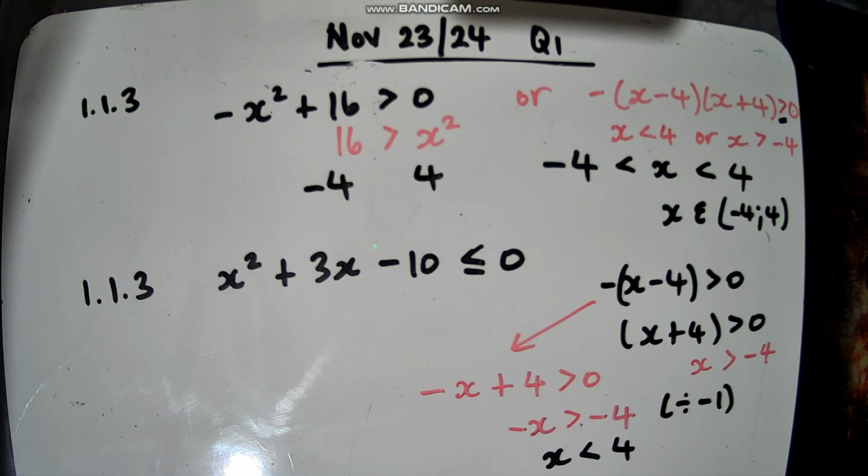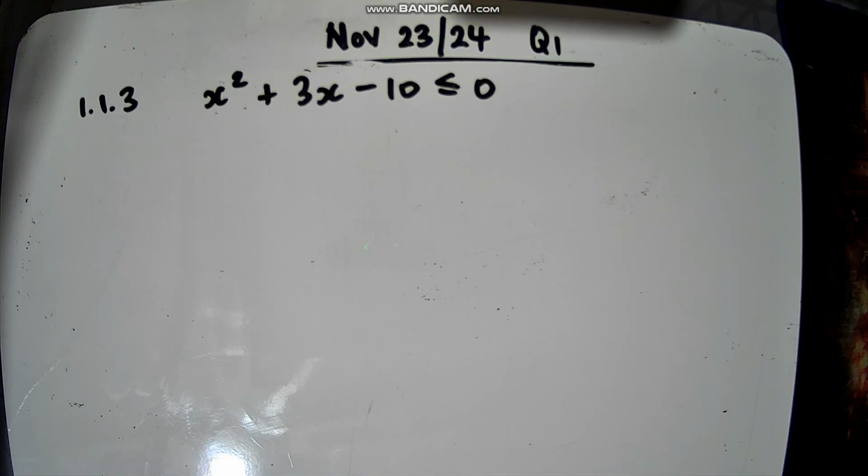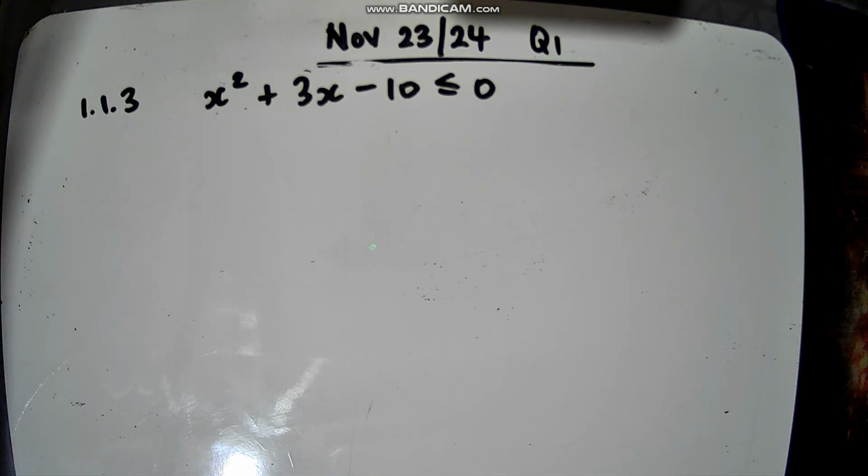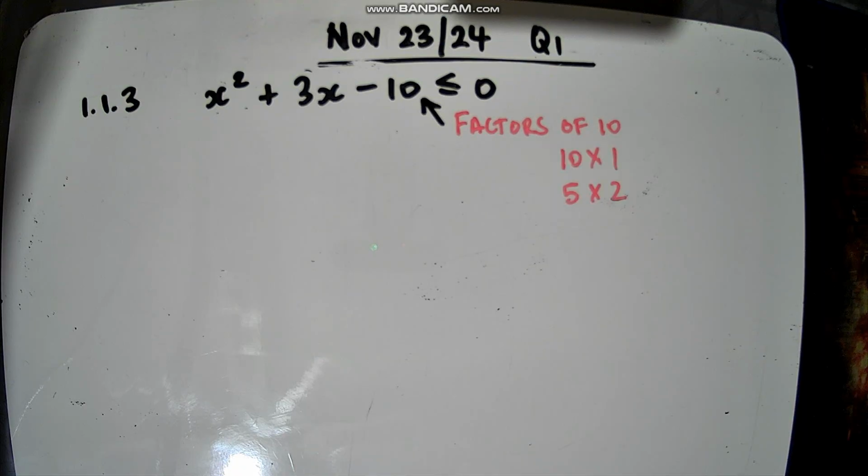Right, we're moving to 113 at the bottom. So here we can factorize that trinomial looking at factors of 10. So the factors of 10 are 10 times 1 and 5 times 2. We have to use two of those numbers that can give us a 3. So notice, if we add 10 and 1, we'll get 11. 10 minus 1 is 9. So 10 and 1 cannot work.